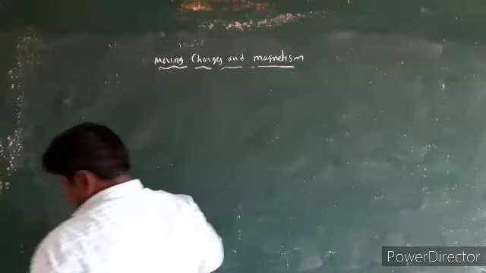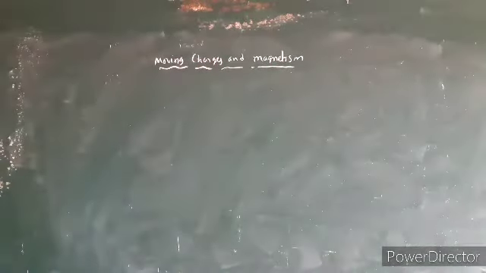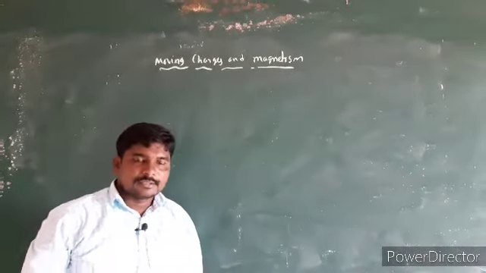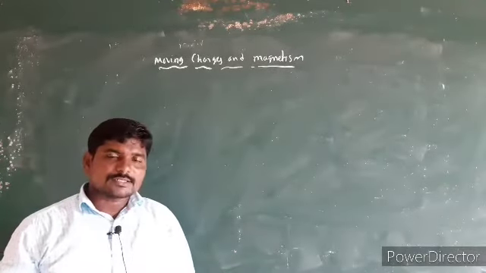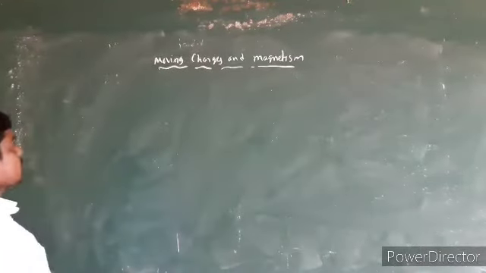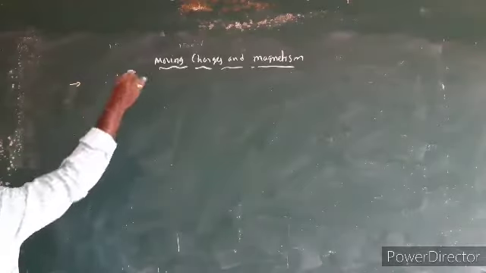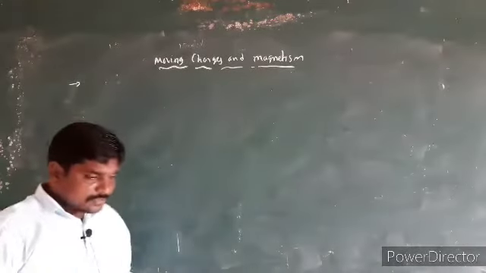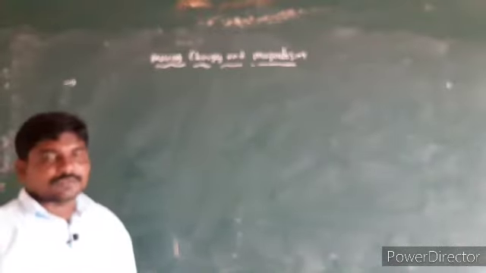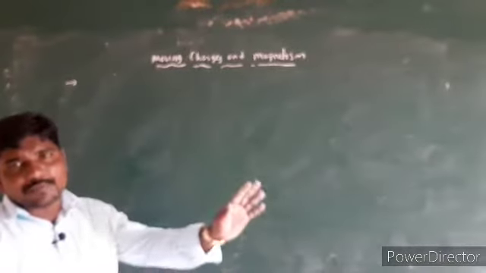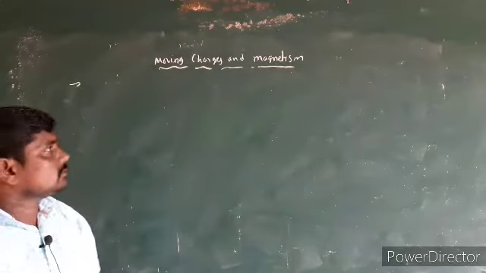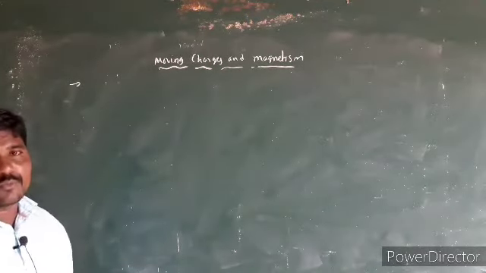Moving charges and magnetism lesson. What is this lesson? Moving charges. In previous lessons, electrostatics, we discussed the charges at rest. A charge at rest can produce only an electric field. In this lesson, we are discussing charges in motion. A moving charge, a charge moving with uniform velocity, can produce a magnetic field around it. That's why moving charges and magnetism. In this lesson, we are going to deal with charges which are in motion.